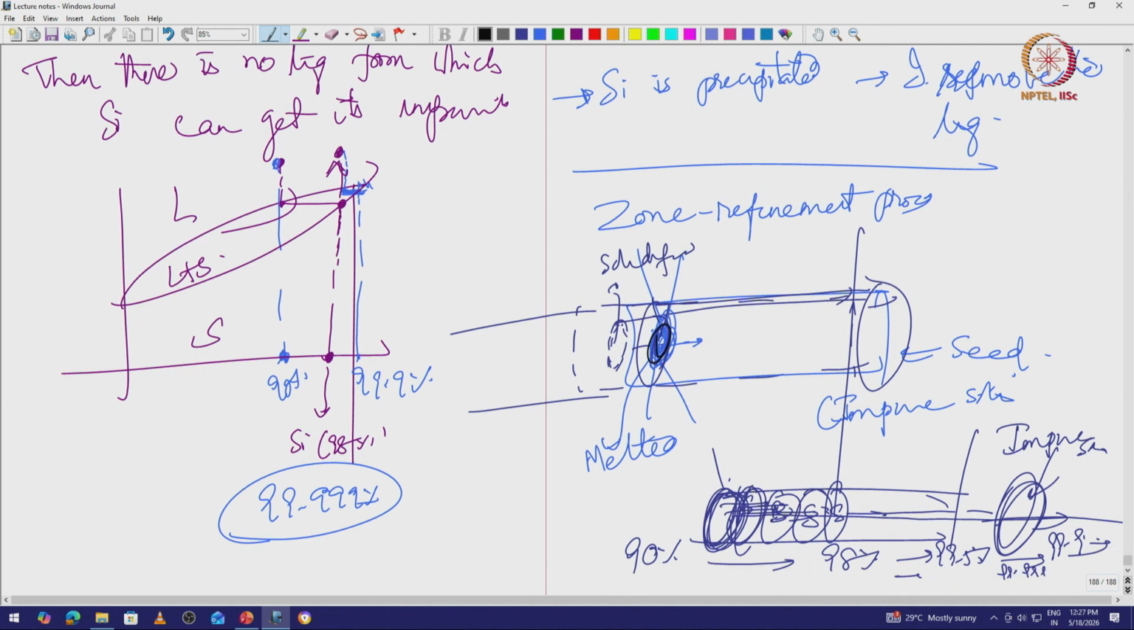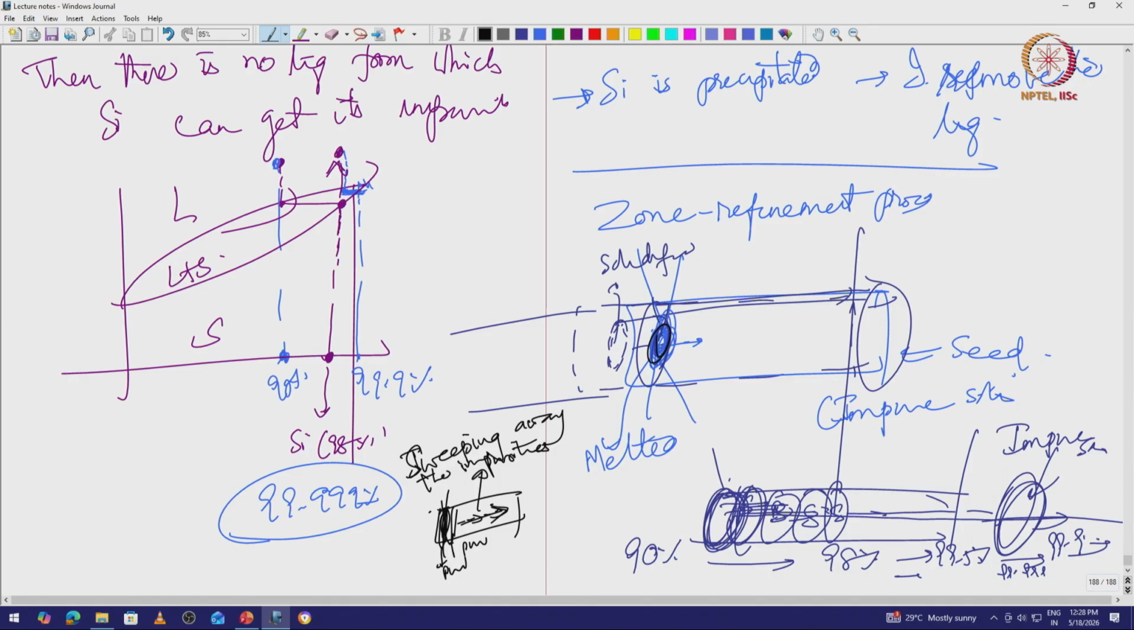It's as if I am sweeping away all the impurities to one side of my ingot. If this is my ingot, by melting and taking this melt phase away from this region, I make this solid more pure, and so on. As a result the impurities are being swept away into the liquid phase. They are in the liquid phase, but the liquid phase is just being swept away. As a result I end up with solid that is more pure.